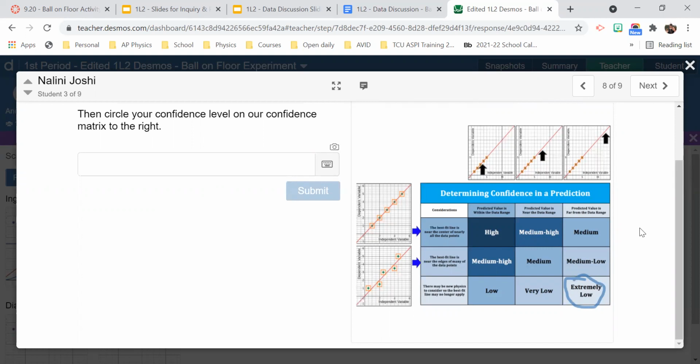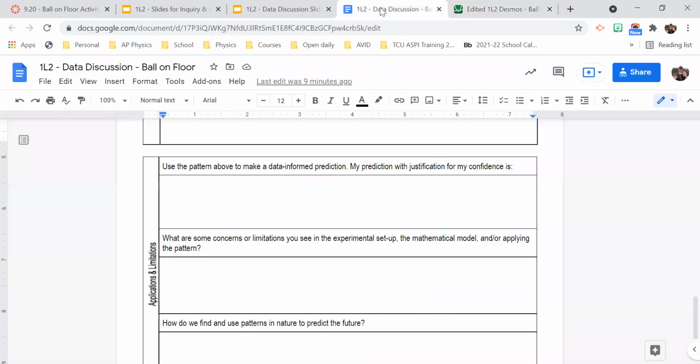My confidence is extremely low in this prediction because now you're going to say both of those considerations. Because my predicted value is far from the data range and there may be new physics to consider, so the best fit line may no longer apply. So you're going to bring both of those statements in to make a little word sentence thing. All right. So what are some concerns or limitations you see?